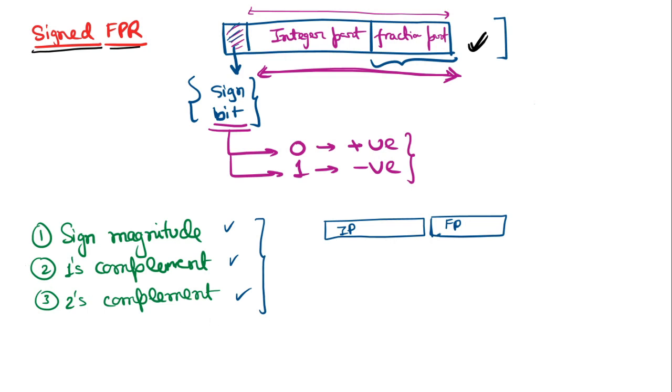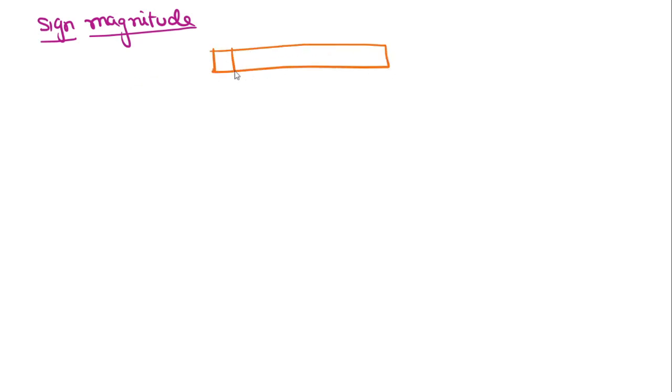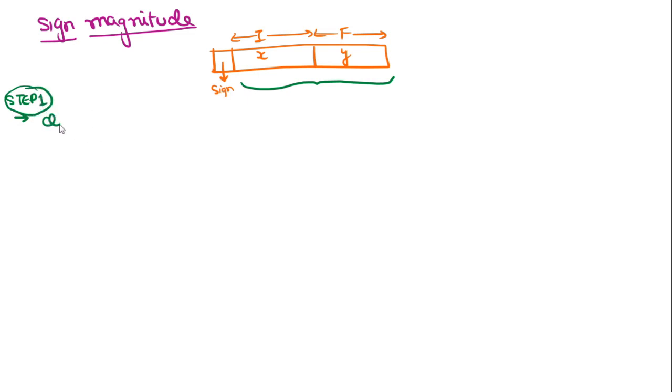Okay, so let's start with sign magnitude. We already know the structure of this representation. First bit is assigned for sign, x bits are assigned for integer, and y bits are assigned for fraction. Now this part will get populated as it is. What do I mean by as it is? Let me tell you. Our step one is always to convert from decimal to binary.